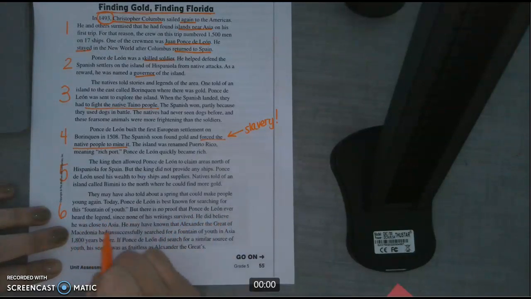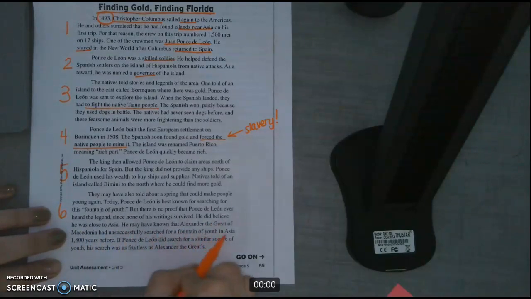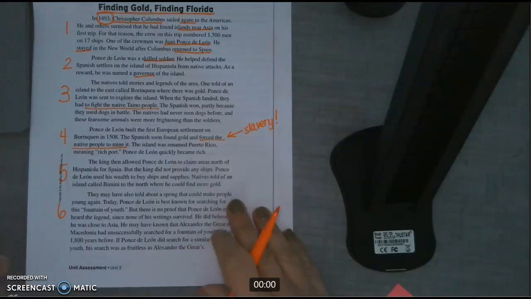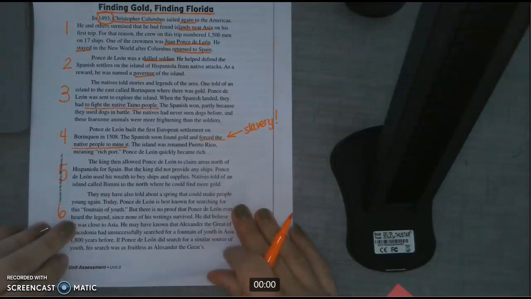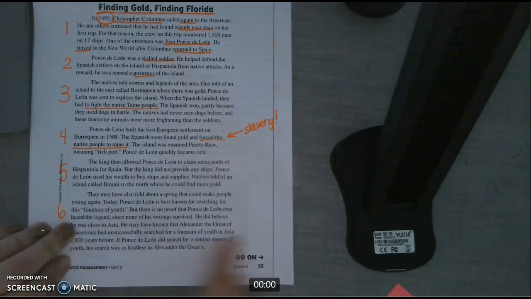He did believe he was close to Asia. He may have known that Alexander the Great of Macedonia had unsuccessfully searched for the fountain of youth in Asia 1800 years before. If Ponce de Leon did search for a similar source of youth, his search was fruitless as Alexander the Great's. I bet because he didn't remain young.